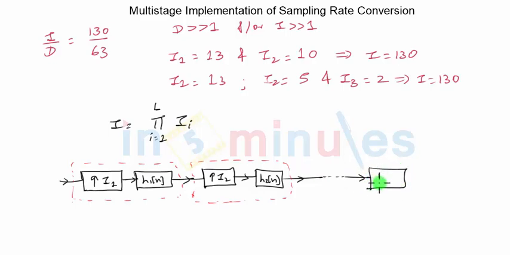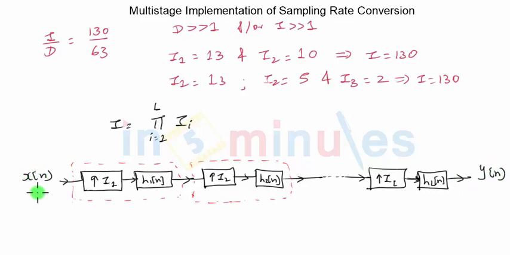The final interpolation will be IL, because capital L is the total number of stages, and the corresponding filter, let's say, has the impulse response HLn. And the output of that will be my final output Y of n.